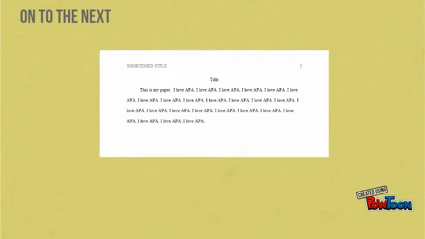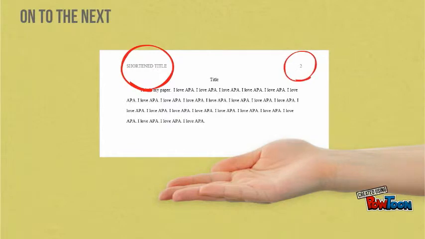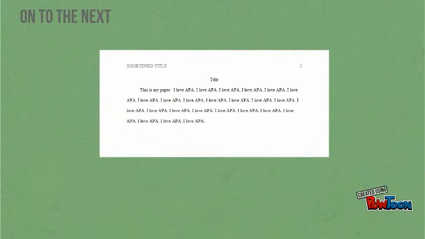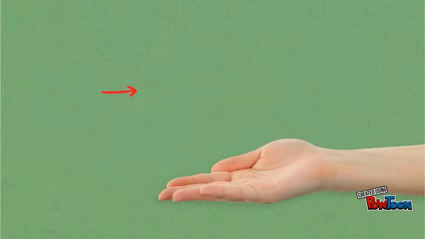Now, format the rest of your pages. From here on, your header will just have your shortened title in all caps and the page number on the right side. On your second page of your paper, you will additionally add the title of your paper. It will be on the first line and centered. Your first paragraph will then start on the next line.